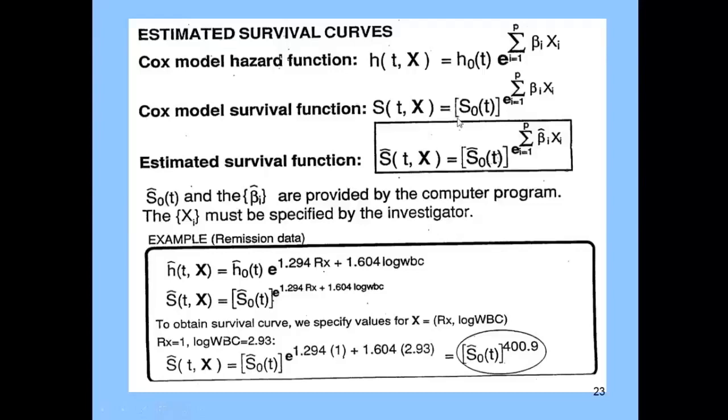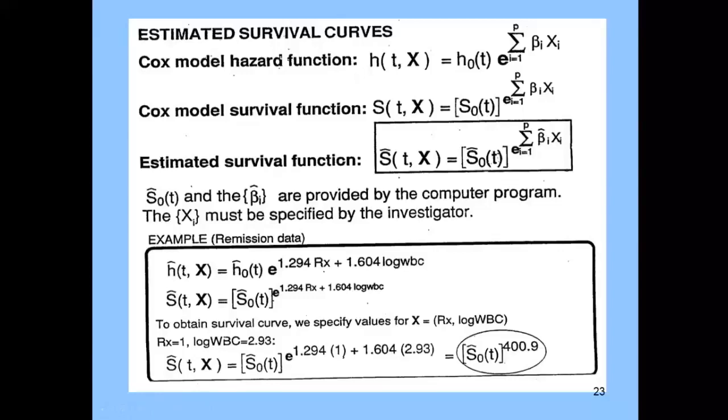And if you do this, it turns out that the way you have to write the survivor curve, it's not h naught of t times this. This is s naught of t raised to the power e to the sum beta i x i. So this is an exponent of the baseline survivor curve. So that's the survivor function formula for the hazard model.